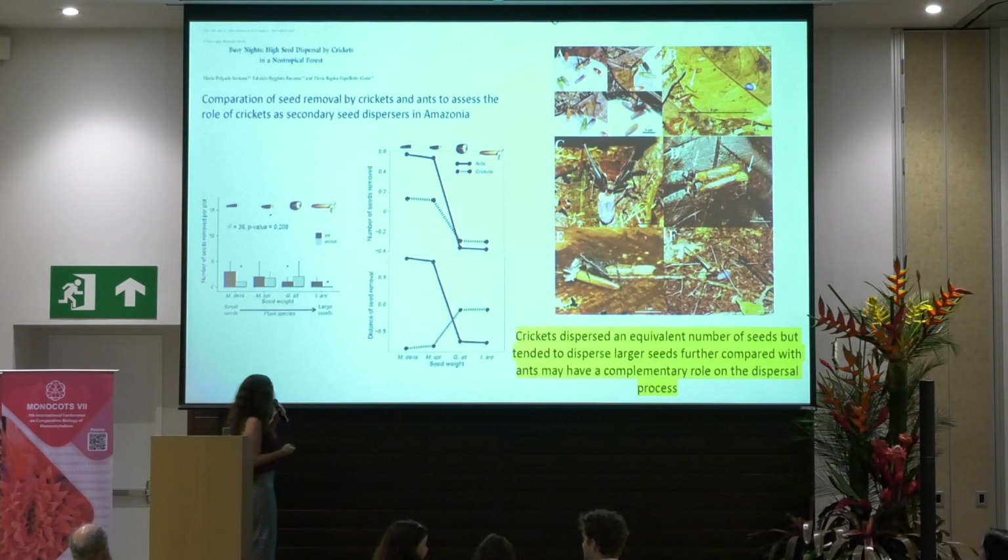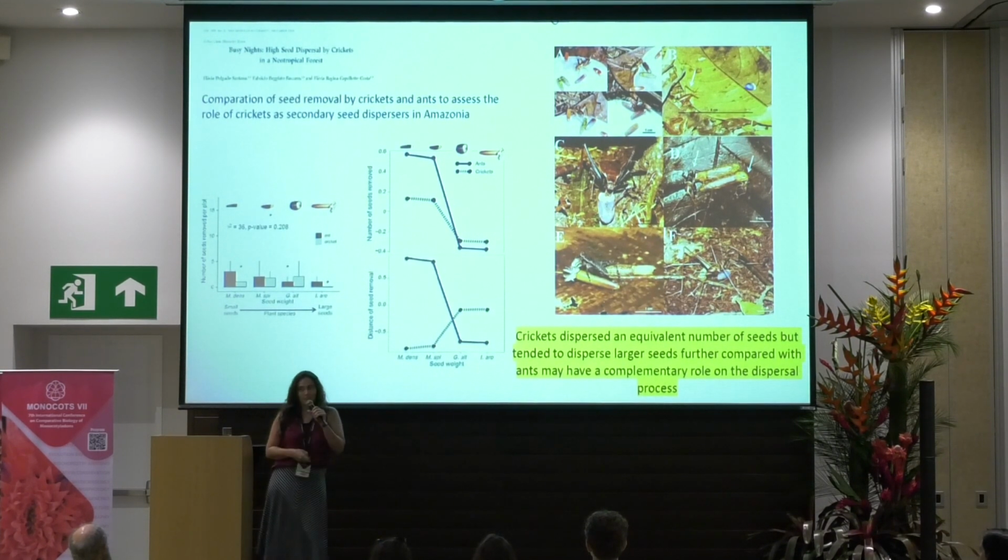And one thing that is really interesting is that when we compare the size of the seeds, we saw a little bit of difference: crickets remove the biggest seeds further than the ants. So this tells us about all that we don't know about seed dispersal in tropical forests, especially talking about invertebrates.